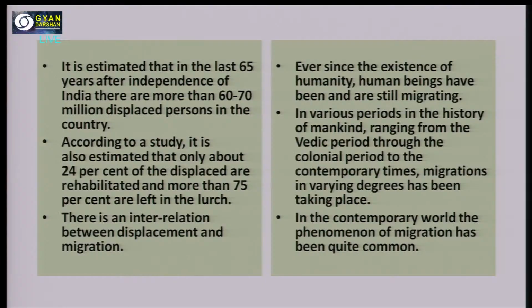Now, coming ahead with the terms, let us understand that it is estimated that in the last 65 years after independence of India, there are more than 60 to 70 million displaced persons in the country. According to a study, it is also estimated that only about 24% of the displaced are rehabilitated, and more than 75% are left in the lurch. So a very small percentage of the displaced people have been rehabilitated, and there is an interrelation between displacement and migration. Now, let us look at migration.